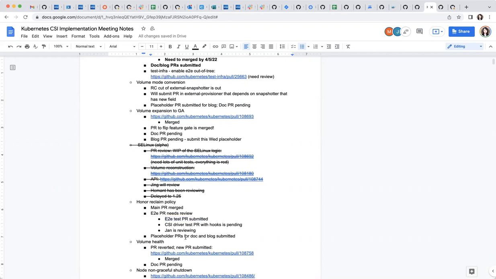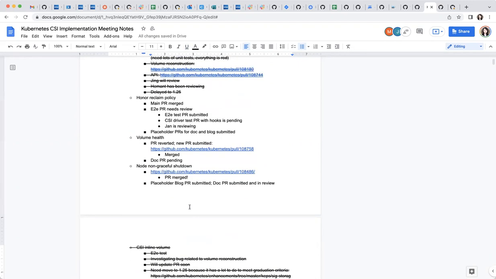All right, and then the doc PRs are all placeholder ones are submitted, both doc and blog. And the Warren House one, the PR is merged. So we need a doc PR. That one is pending. Non-graceful node shutdown: the PR is merged. And yeah, we have both placeholder PR. So this one is fine.